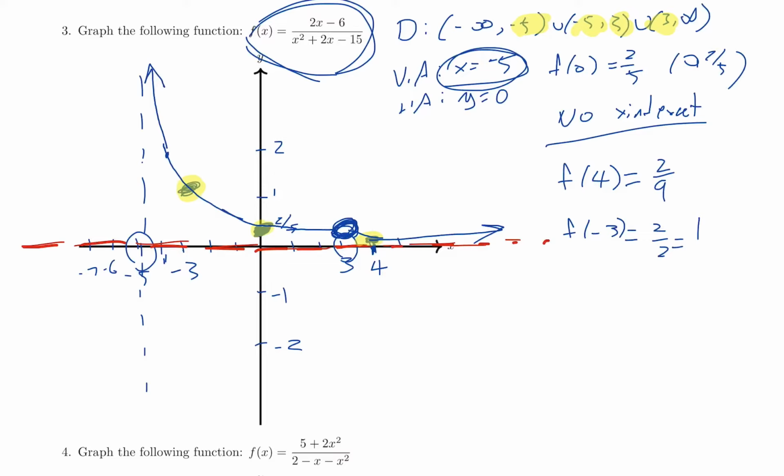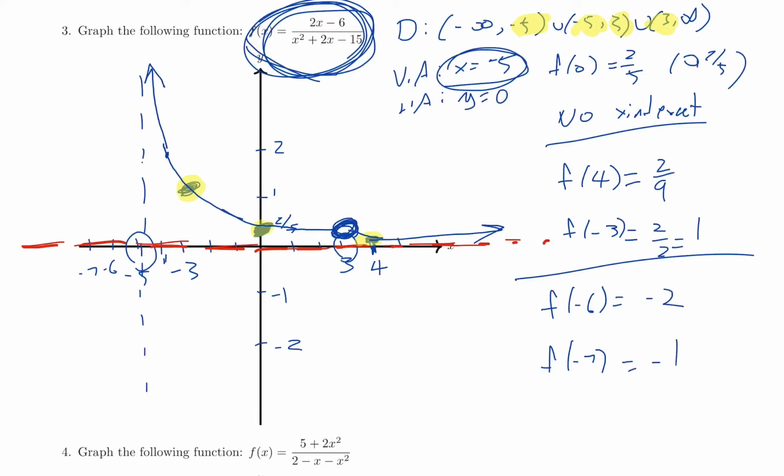Now let's look at the other side of the vertical asymptote. That means we have to plug in some points. Let's say f of negative 6 and f of negative 7. Again, I'm just plugging it in right here. Negative 6 gives me negative 2, and negative 7 gives me negative 1. So this tells us that as x approaches negative 5 from the left side, the graph goes toward negative infinity, and here it goes toward 0 as x goes to negative infinity, as x gets smaller and smaller.